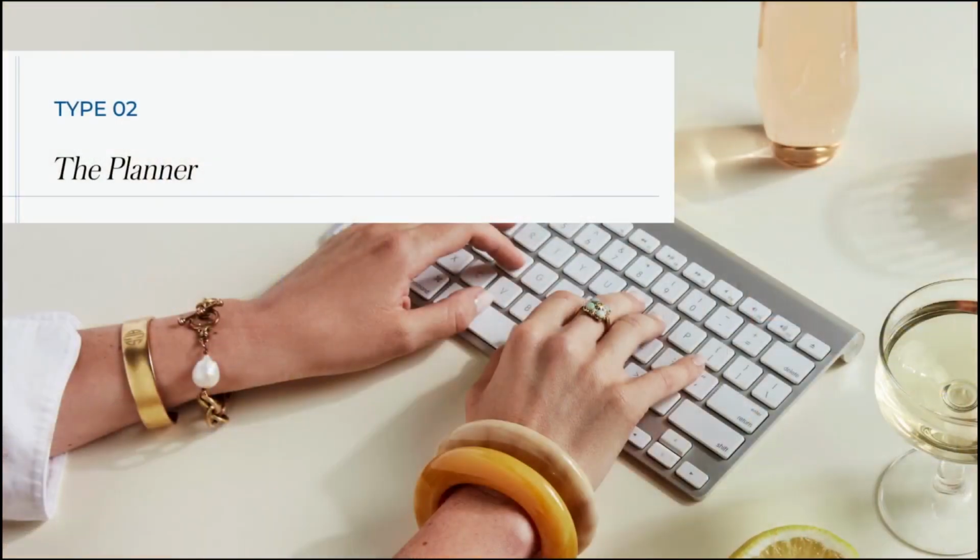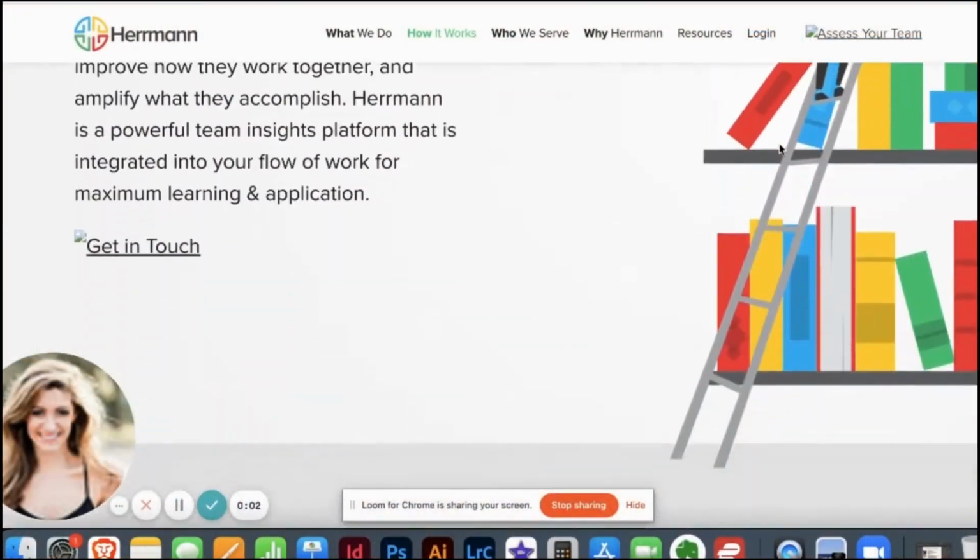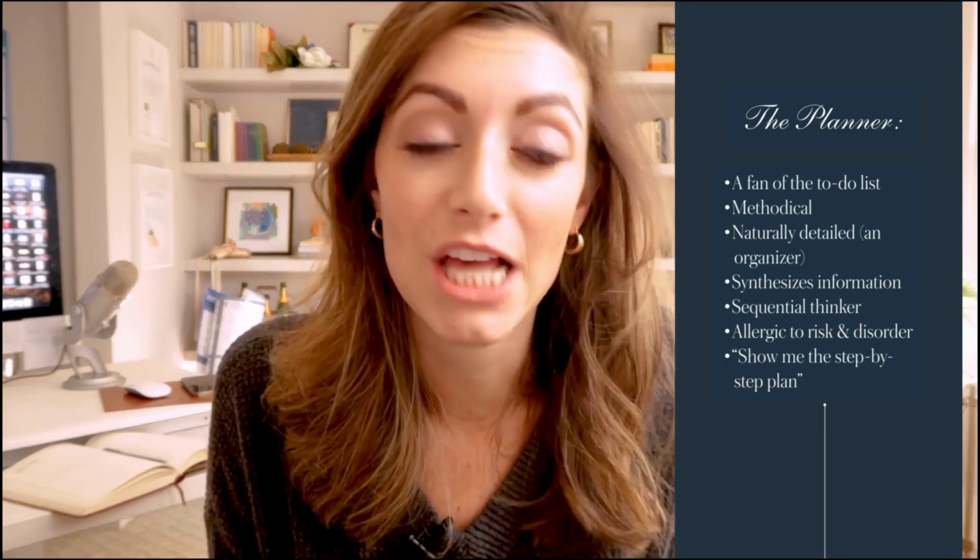Next up is the planner, or like I call it in that quiz, this is the poised and polished type buyer. By the way, I didn't pull this out of my booty. This is based off of something called the Herman Brain Dominance Instrument. This buyer loves a to-do list, is very methodical, a naturally detailed sequential thinker who is allergic to disorder. They want the step-by-step plan.